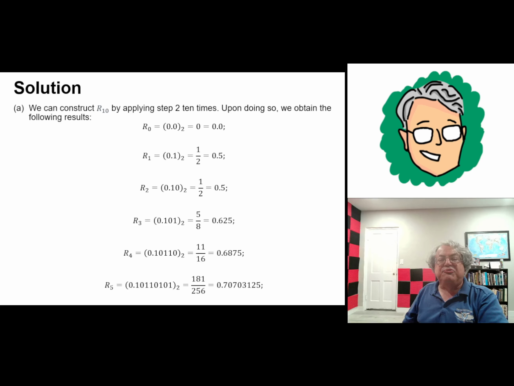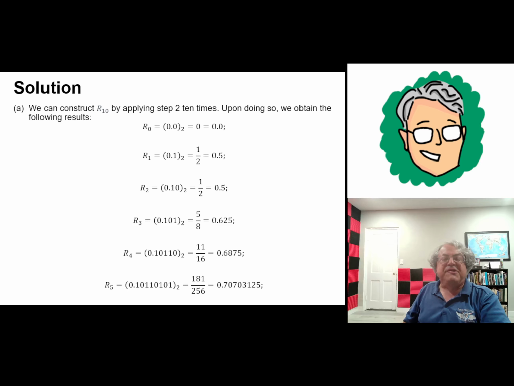R3, this is where things start getting interesting, I think. Now we just do the same replacement. So the first 1 gets replaced by 1 0, and then the 0 gets replaced by 1. And that turns out to equal 5/8, which is 0.625. So I think you can see it starting to converge on the value of the rabbit constant, which is about 0.7098. Still has a way to go.